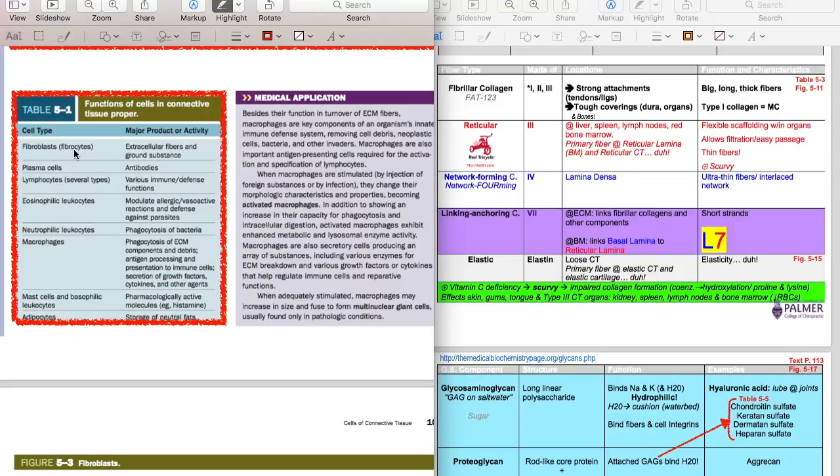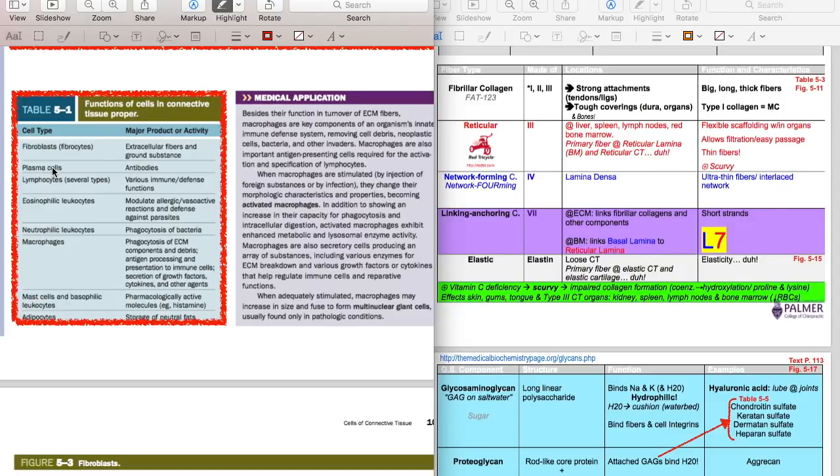You can also call them fibrocytes. The word cyte attached to any word just means cell. So when you see this word lymphocytes, it basically means lymphatic cell. Okay? So fibroblasts are found in connective tissue. The major product or activity, they make fibers. Okay? Some of them also make ground substance, which we'll talk about later on when we get down here.